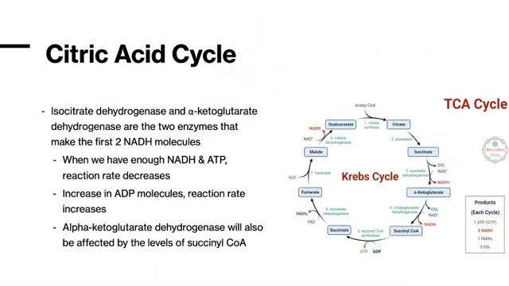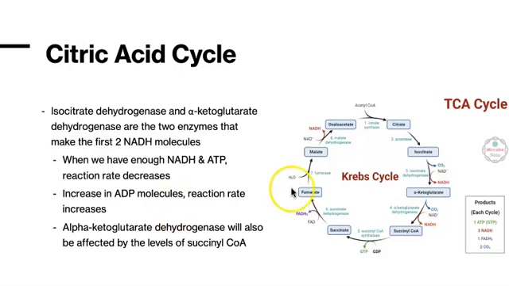Now let's talk about control within the citric acid cycle. We're going to have isocitrate dehydrogenase and alpha-ketoglutarate dehydrogenase serve as two enzymes that make our NADH, and you can see them at play over here and here. When we have enough NADH and ATP, the reaction rate is going to decrease. Again, we're being conservative, making sure we're not going to make too much. If we have increases in ADP, though, meaning that we don't have a lot of ATP, then our reaction rate is going to increase so we can make more ATP.